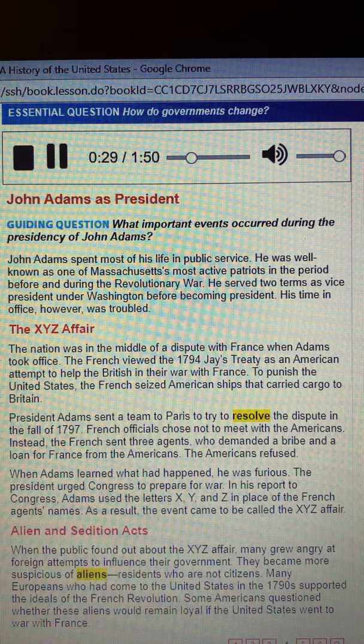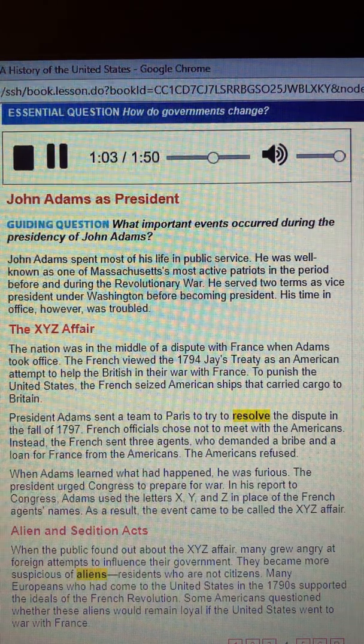The XYZ affair. The nation was in the middle of a dispute with France when Adams took office. The French viewed the 1794 Jay Treaty as an American attempt to help the British in their war with France. To punish the United States, the French seized American ships that carried cargo to Britain. President Adams sent a team to Paris to try to resolve the dispute in the fall of 1797. French officials chose not to meet with the Americans.